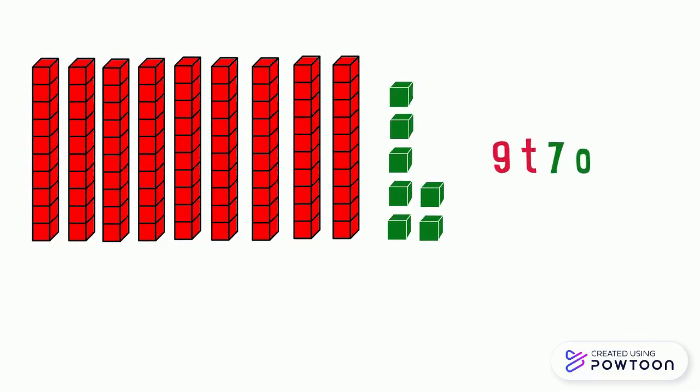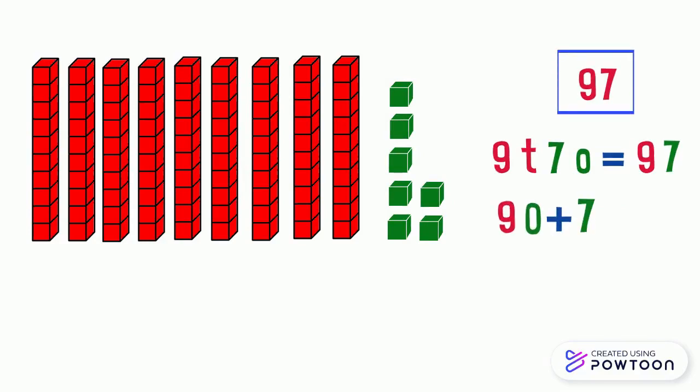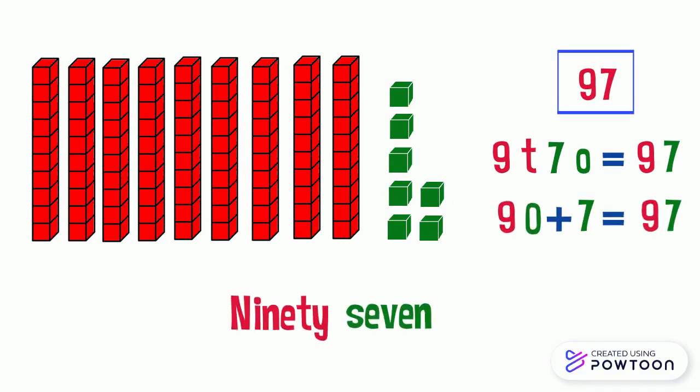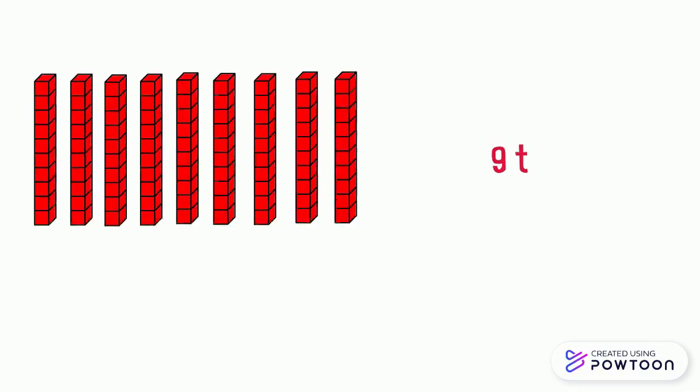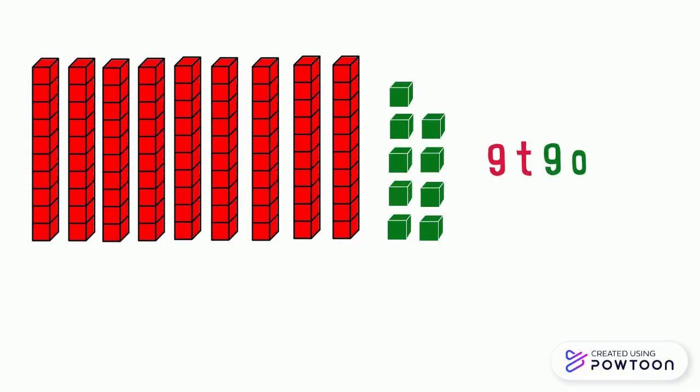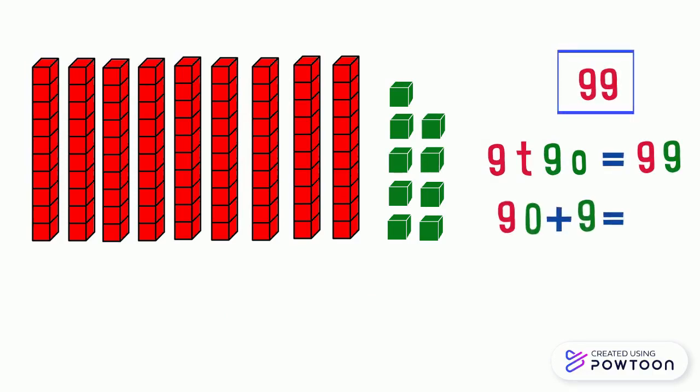9 tens and 7 ones represents the number 97. 90 plus 7 equals 97. 9 tens and 9 ones represents the number 99. 90 plus 9 equals 99.